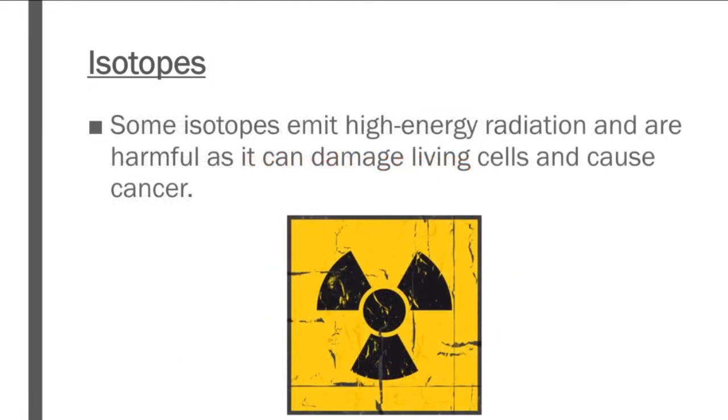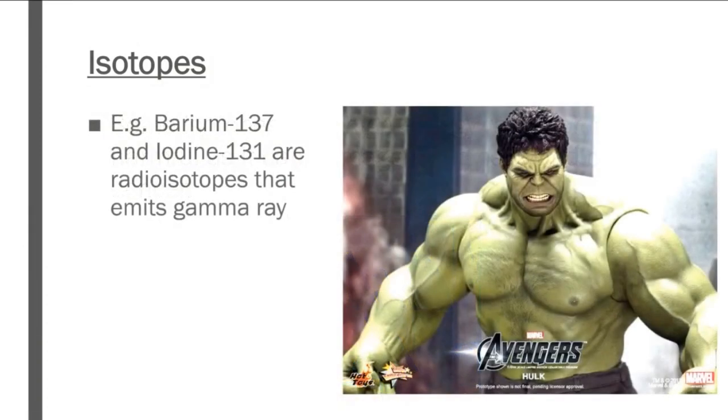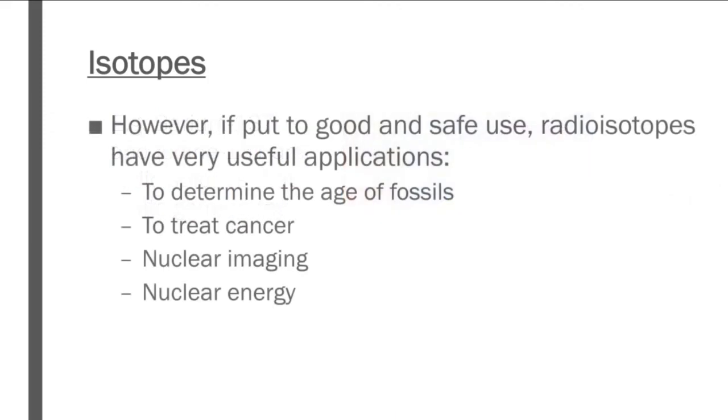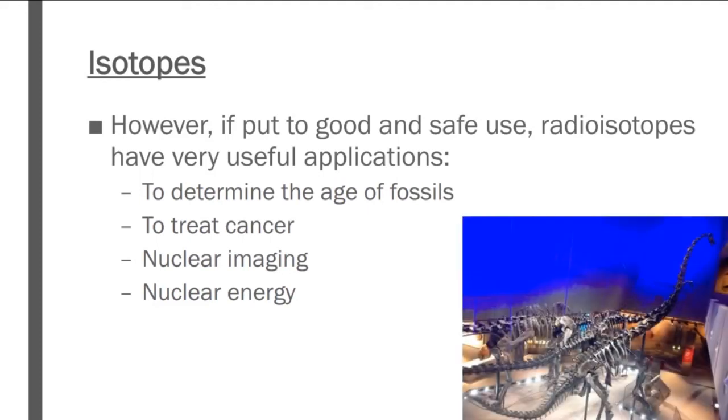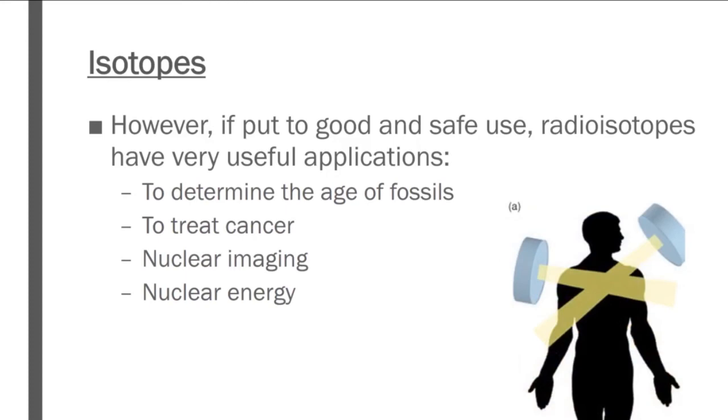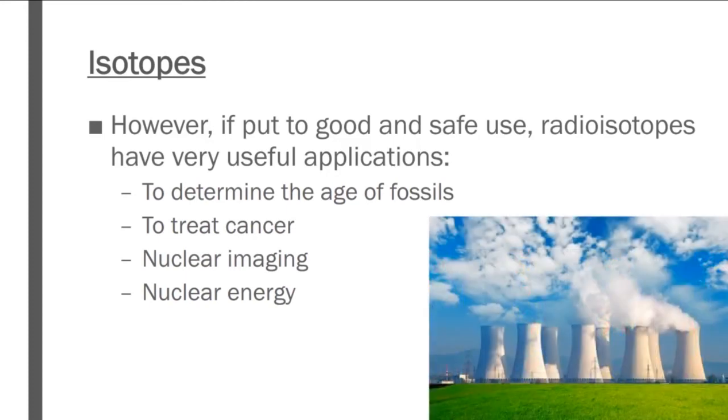Isotopes can actually emit high energy radiation and are harmful as it can damage living cells and cause cancer. For instance, barium-137 as well as iodine-131 are radioisotopes that emit gamma rays. Okay, obviously it's not going to make you become the Hulk, but they are able to release high energy radiation. But if you were to put it into good and safe use, radioisotopes actually have very useful applications. For instance, it can be used to determine the age of fossils, to treat cancer, for nuclear imaging, and for nuclear energy. Alright, all these are just a few applications of isotopes if you were to use them correctly.